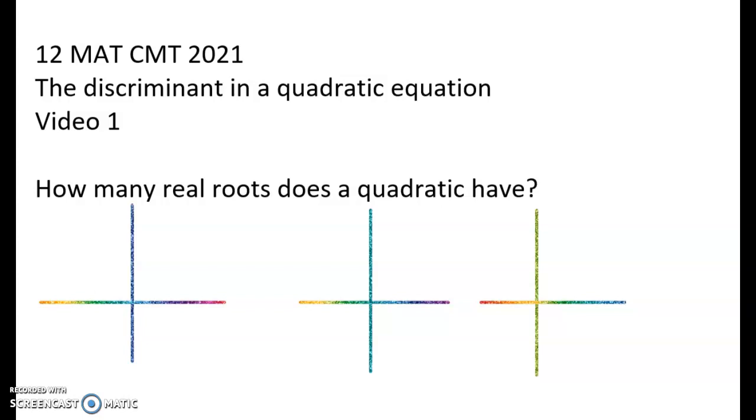This video is the first one that I'm going to make about the discriminant in a quadratic equation. The discriminant is a number that we can calculate for any quadratic that's very, very useful. It tells us how many real roots a quadratic has. So let's draw the three cases that we've got, and then we're going to go through this in a lot more detail. And at the end, this goes with the Walker book, pages 60 to 62.